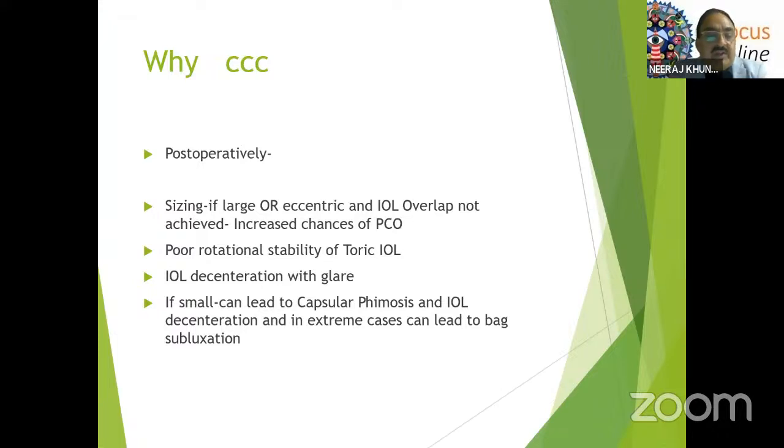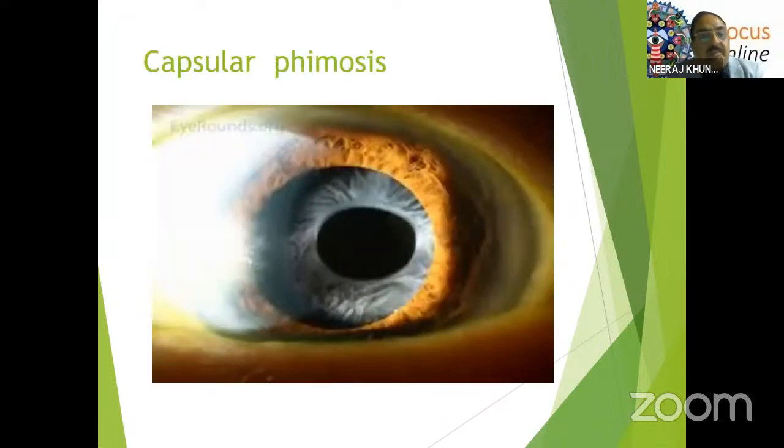Postoperatively, why we need CCC? Because here the sizing is important. If it is large or eccentric and IOL overlap is not achieved, there are increased chances of posterior capsular opacification. There is poor rotational stability of the toric IOL. There can be IOL decentration with glare. And if it is small, this can lead to capsular phimosis and IOL decentration, and in extreme cases can lead to bag subluxation. Something like this can happen in capsular phimosis.